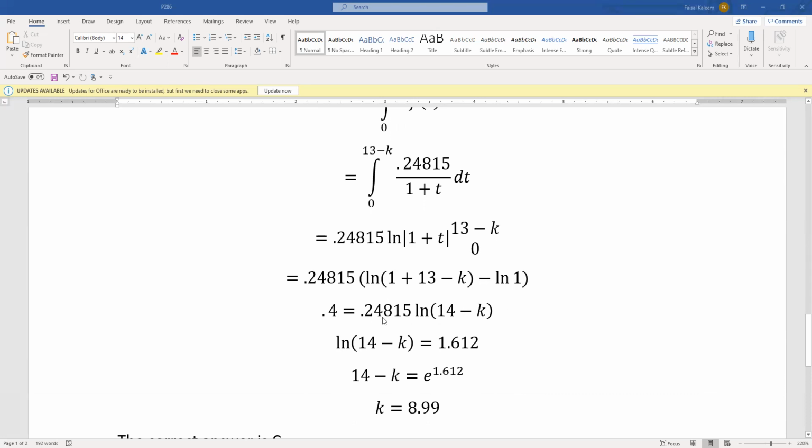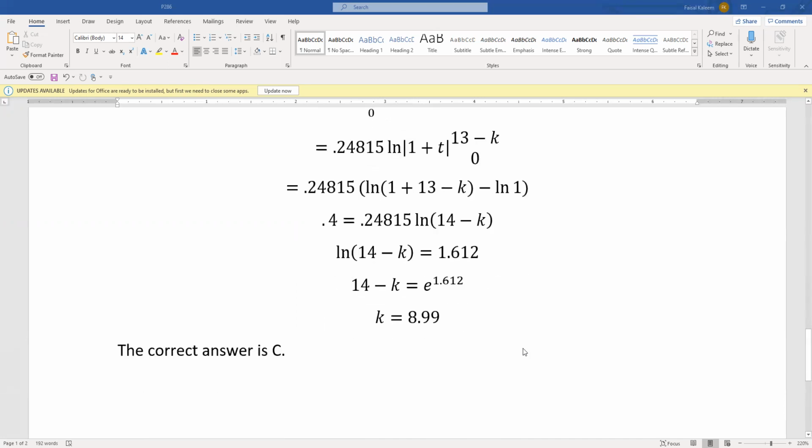We can now divide by 0.24815. ln 1 is 0 as before, and this becomes ln(14 minus K). When you divide both sides by 0.24815, you get 1.612. Then you raise both sides to the power of e, so 14 minus K is equal to e to the power 1.612. You evaluate e to the power 1.612, move the K here, subtract this from 14, and you get K equals 8.99. That's choice C.